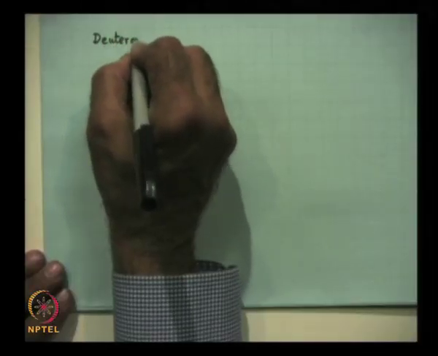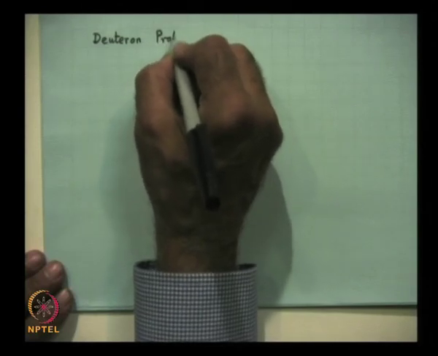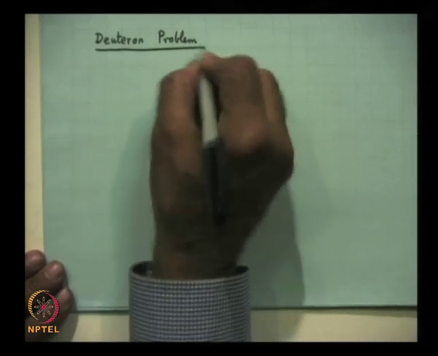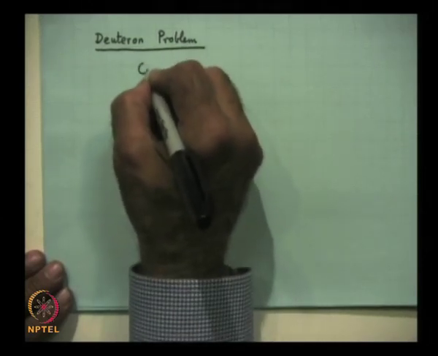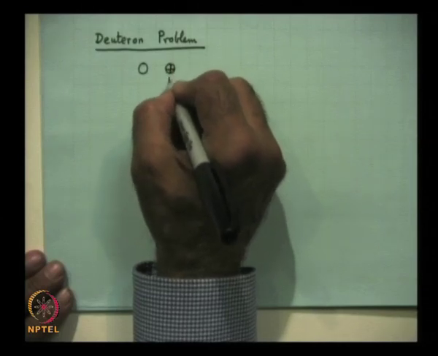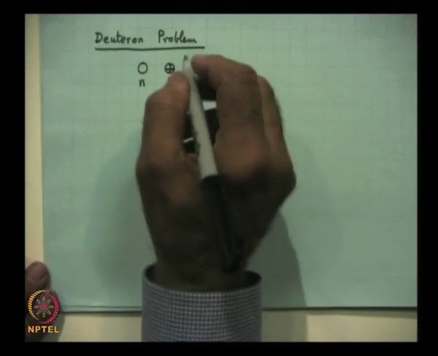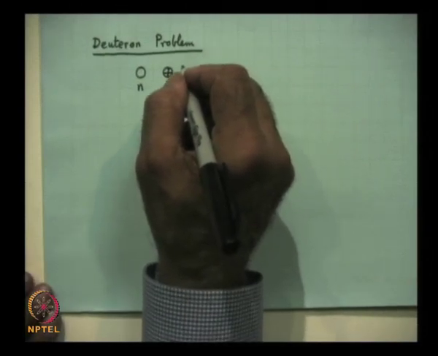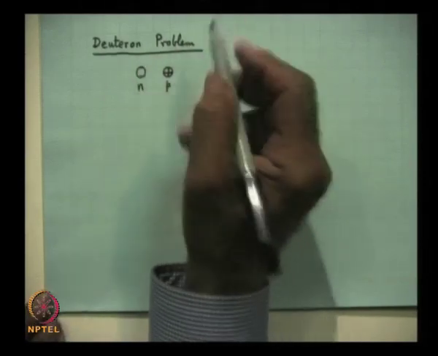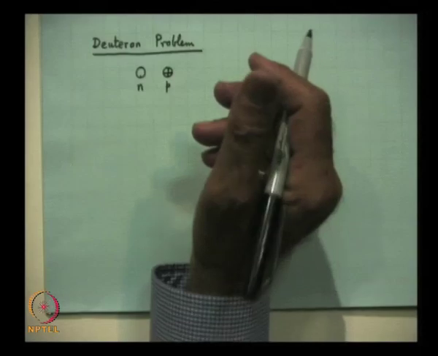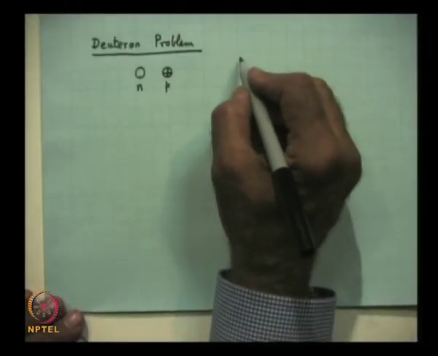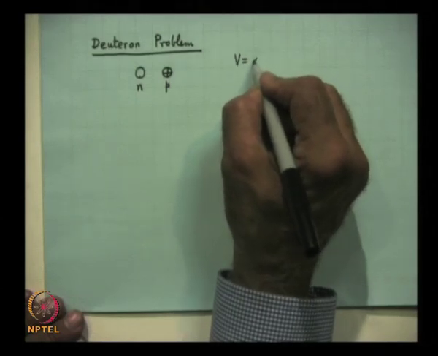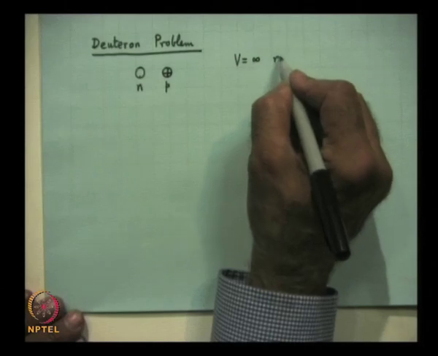We consider the deuteron problem. This is the fundamental problem in quantum mechanics, in nuclear physics, the deuteron problem, in which you have a neutron and proton. Now, scattering experiments suggest that, because the neutron is an uncharged particle, they have no interaction beyond a certain distance. So, there is a model in which you have V is equal to infinity at r is equal to b.